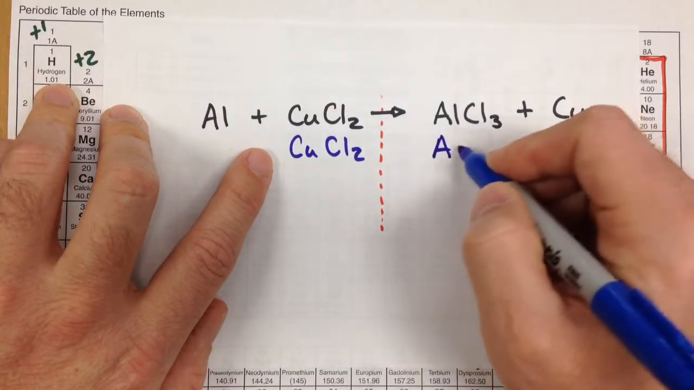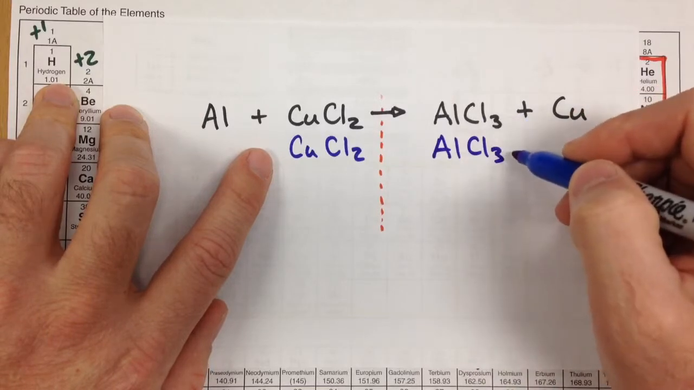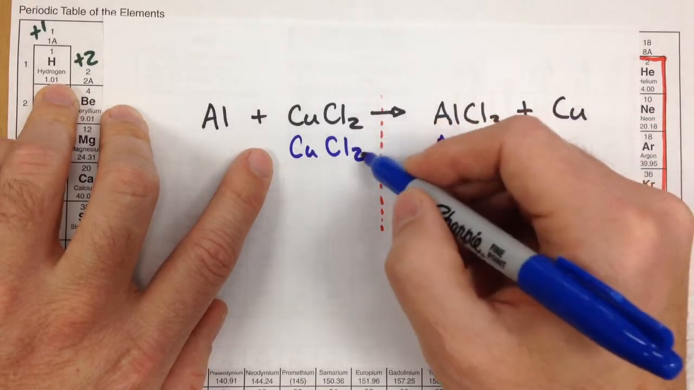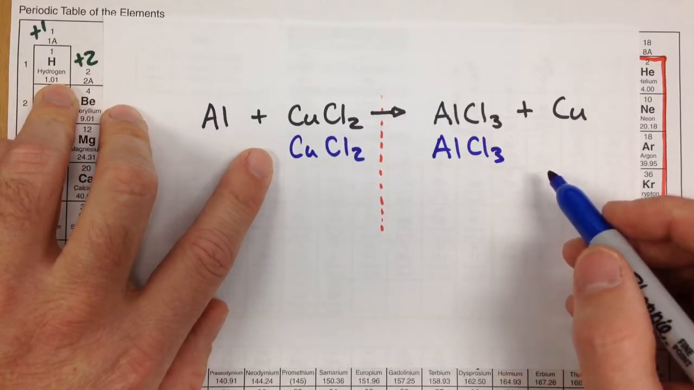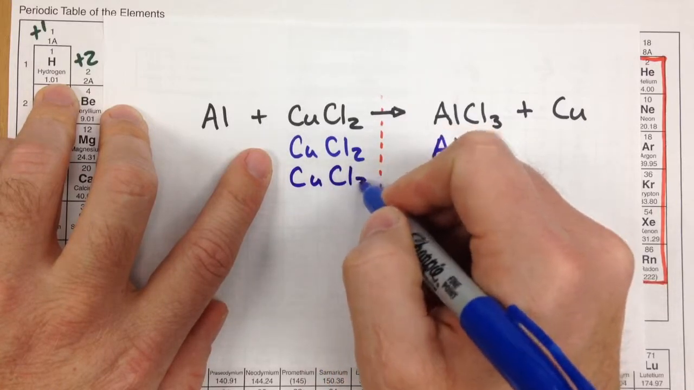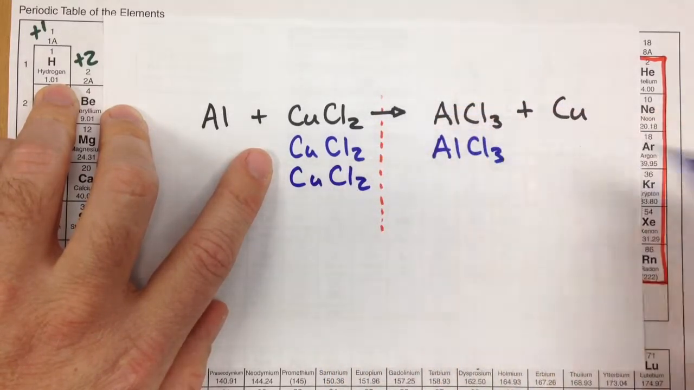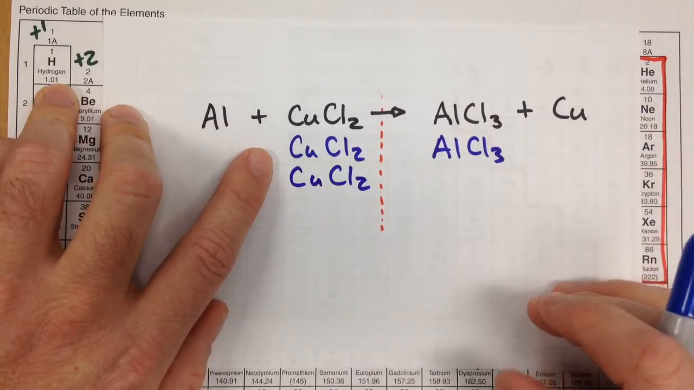Always and only add to the side that has less. This will give me 6 chlorines on the right versus 4 chlorines on the left. Always and only add to the side that has less. And be patient. Patience is a virtue here. 2, 4, 6 chlorines on the left, 6 chlorines on the right. Finally taking care of chlorines.